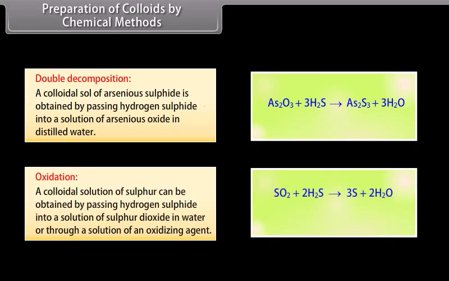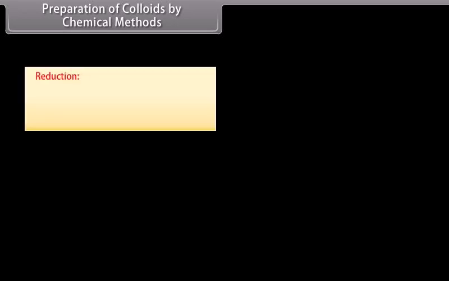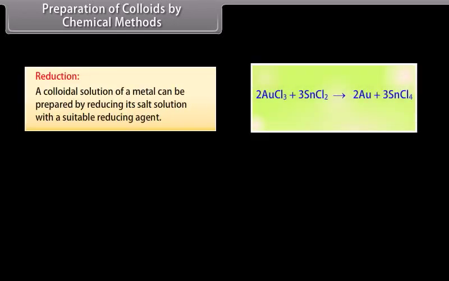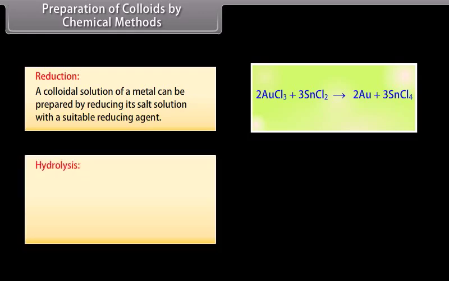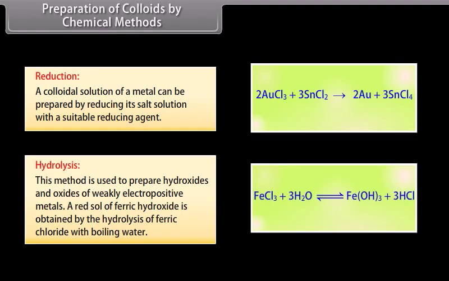Oxidation: a colloidal solution of sulfur can be obtained by passing hydrogen sulfide into a solution of sulfur dioxide in water or through a solution of an oxidizing agent. Reduction: a colloidal solution of a metal can be prepared by reducing its salt solution with a suitable reducing agent. Hydrolysis: this method is used to prepare hydroxides and oxides of weakly electropositive metals. A red sol of ferric hydroxide is obtained by the hydrolysis of ferric chloride with boiling water.